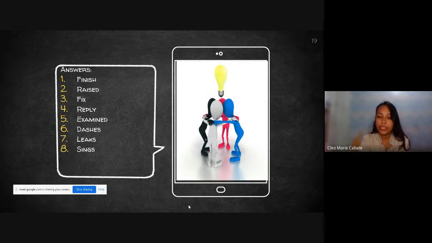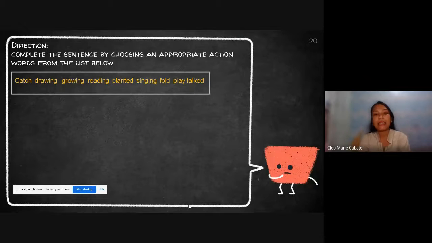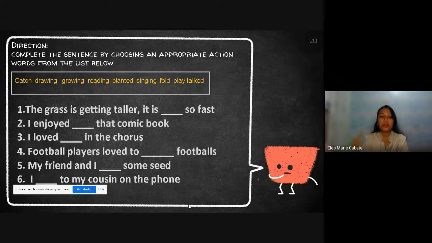Very good. For our next activity, you're going to complete the sentence by choosing an appropriate action word from the list below. I have prepared here: catch, drawing, growing, reading, planted, singing, fold, play, and talk. You're going to complete the sentences. Will you please start answering? Are you done? Very good.